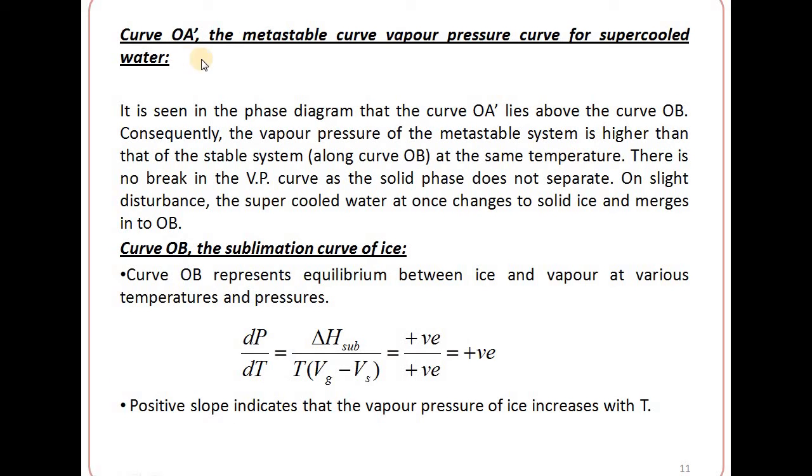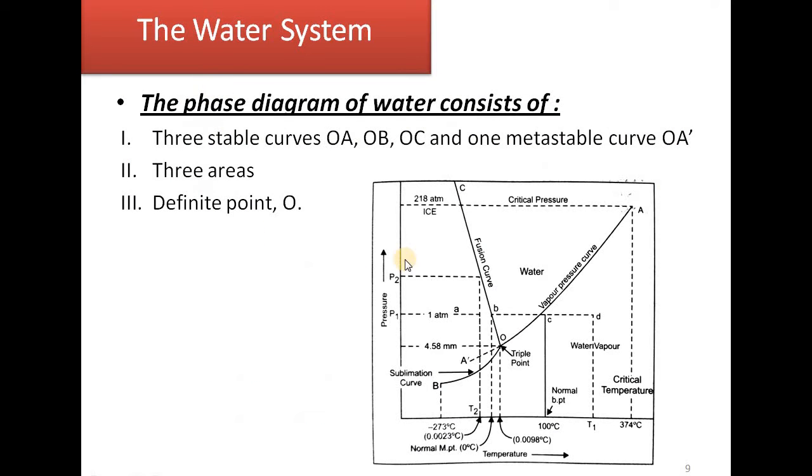Now what about curve OA dash, which is the metastable vapor pressure curve for supercooled water. How do we get this curve OA dash? This OA dash curve is obtained by continuing the vapor pressure curve of normal water and vapor. When the vapor pressure curve of normal water is continued on the left hand side of O, we get a curve which is known as the metastable curve of supercooled water.